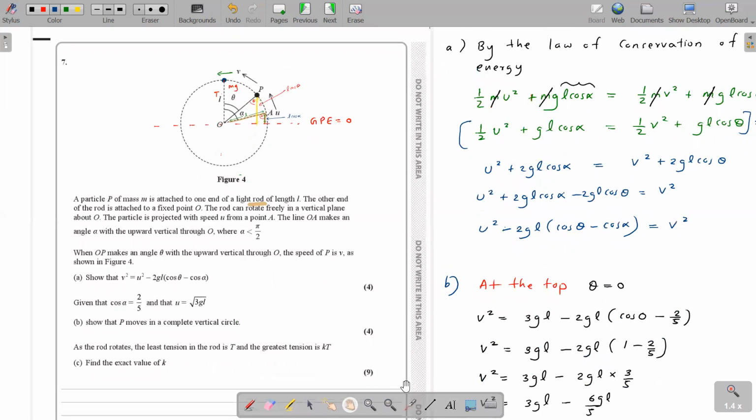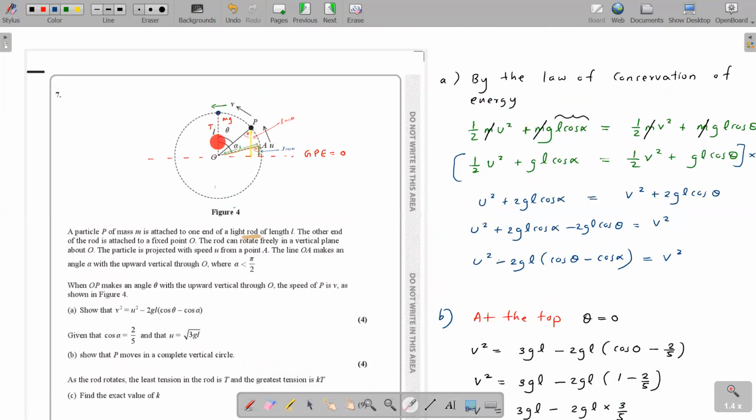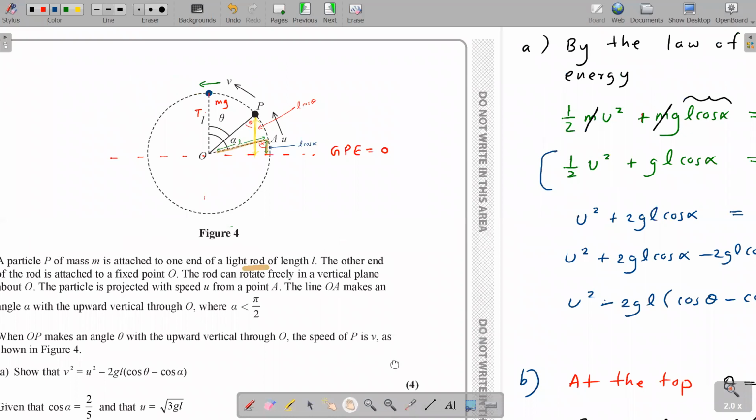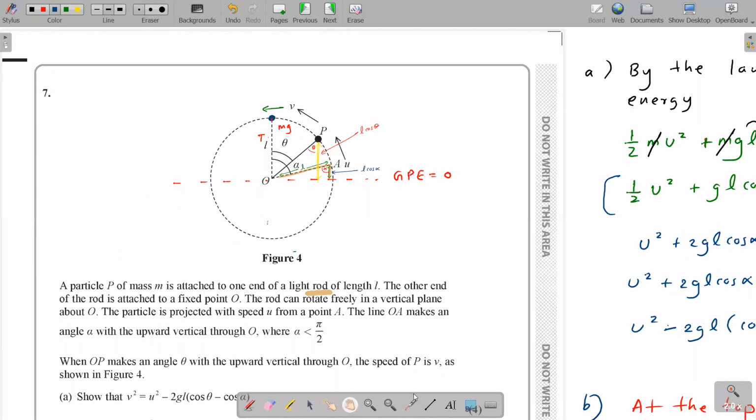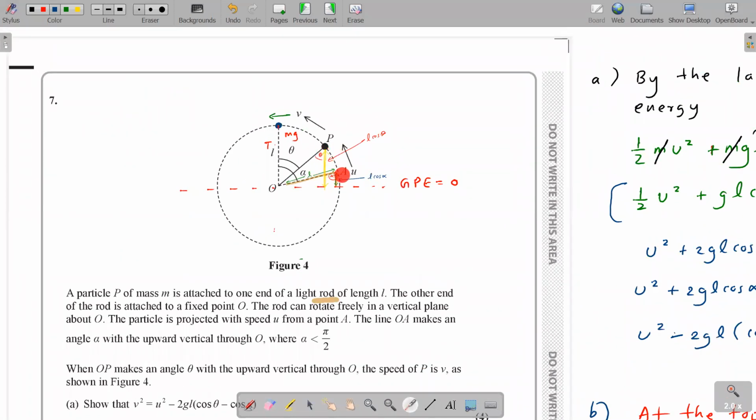So how do we do that, guys? My attempt is to find the velocity at the topmost point. I have already derived a general equation for the velocity in terms of theta. Remember, theta is our variable, alpha is not. Alpha is the place where you started. A is the position where you started.